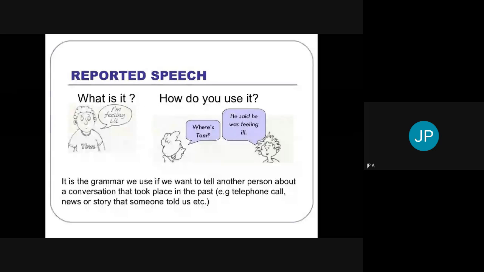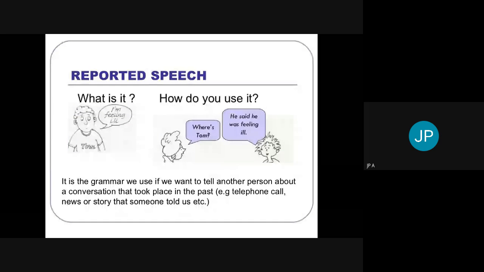So we see that there are certain changes that have happened in the sentences, isn't it? I am feeling ill, he says. So that I am feeling ill has changed. It changed to, what did it change to?